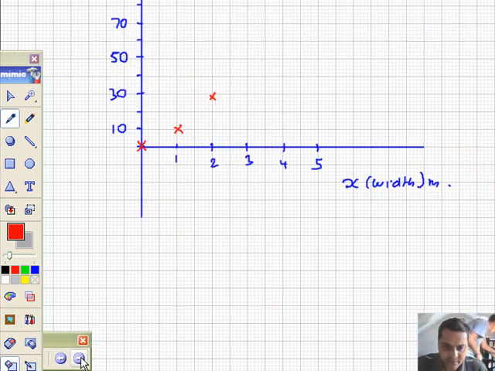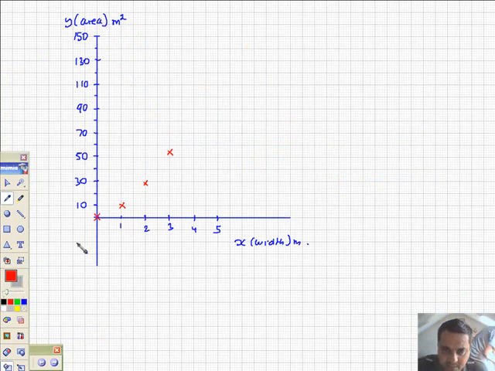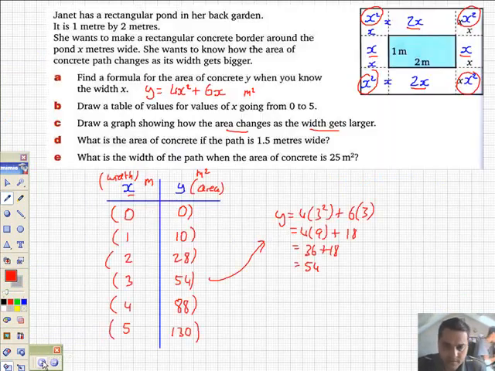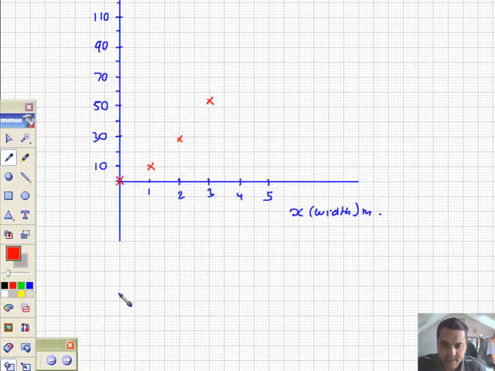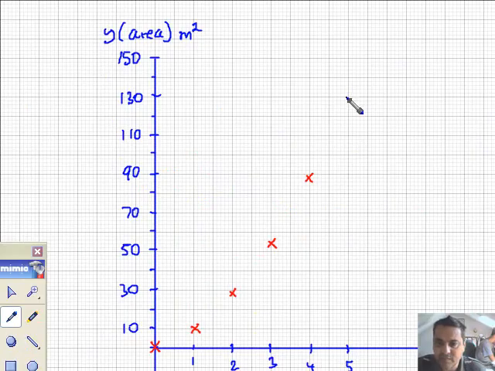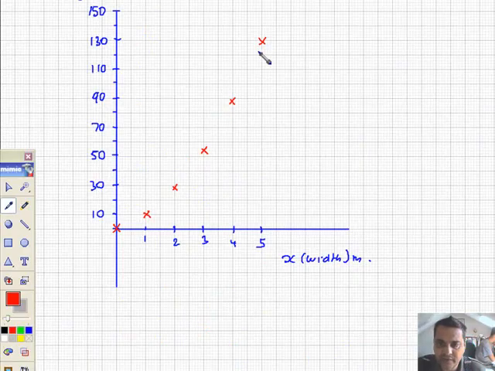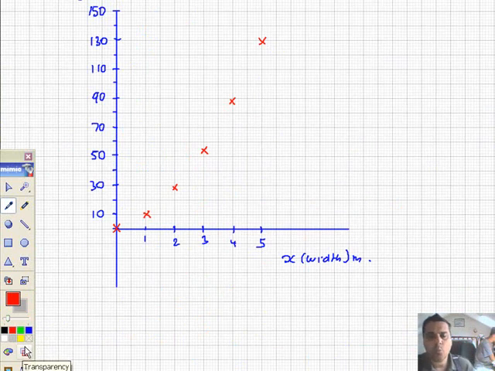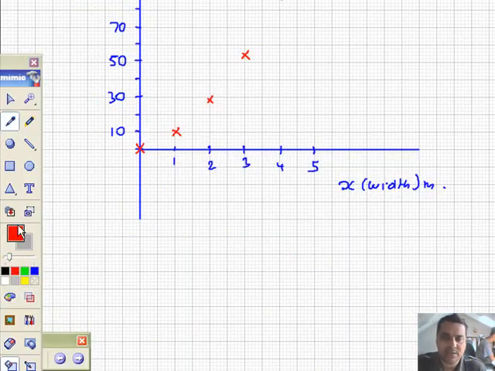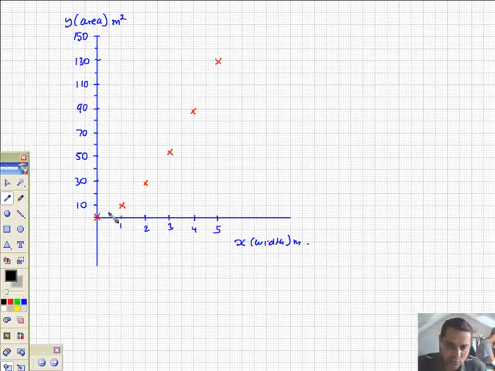Then we're going to go 3, 54. So 50, 60, 54 will be 2 squares up. I'll make it about that. Then I'm going to go 4, 88, which is just 1 little square below the 90, and 5, 130, because I remember that one. 130, that's a lovely little curve going up. There we go. So as X gets bigger, Y gets even bigger in terms of the area. Let's try draw a lovely little curve.